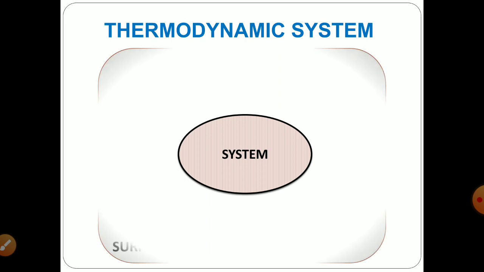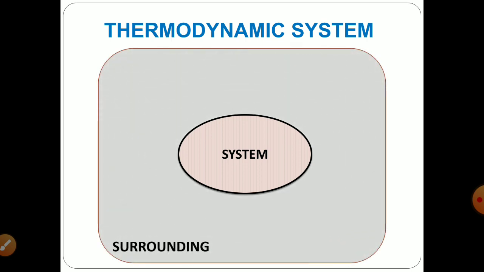Your system is overall led by your surrounding, while anything that is not part of the system is known as surrounding. When you are dealing with system and surrounding, both make up your universe. Actually, there are three different types of systems in thermodynamics, and these systems are known as open system, closed system, and isolated system.